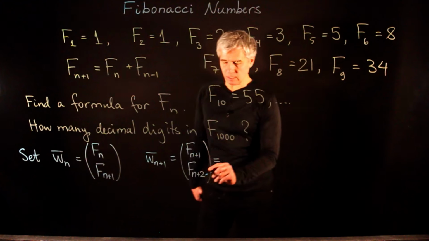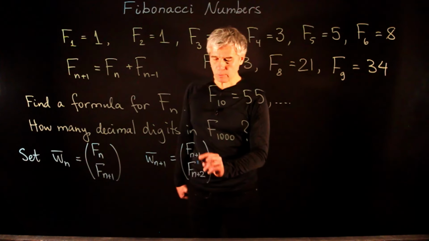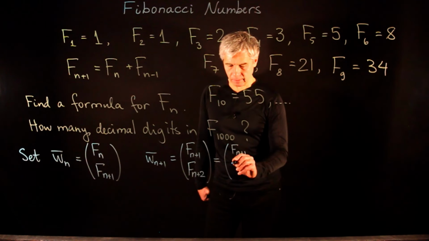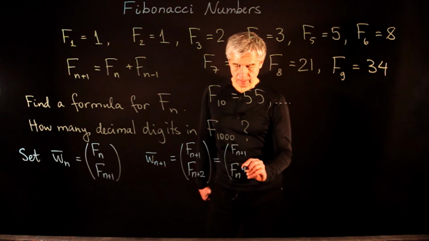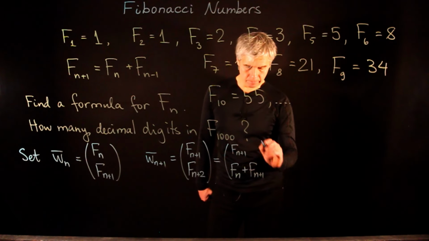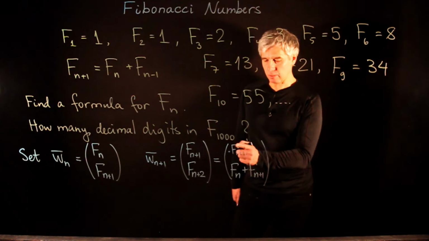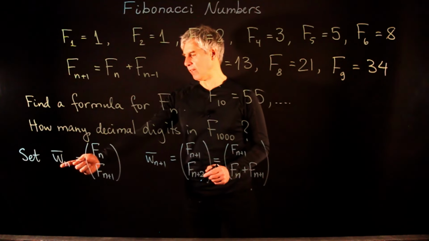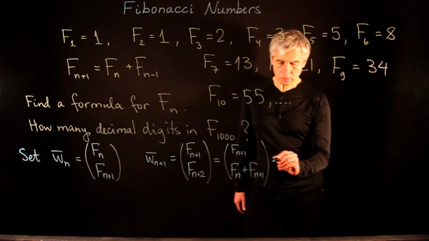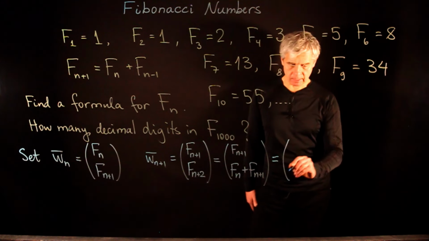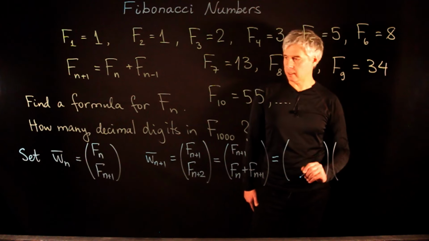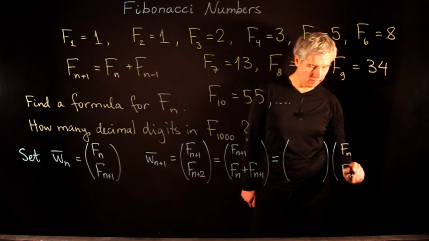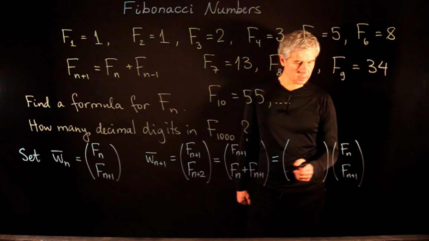But we know that each next Fibonacci number is a sum of two previous ones. So this can be written as fn plus 1 and the sum of fn and fn plus 1. And now we see that the expressions that appear here are the components of the previous vector Wn. So we can write this expression as some matrix multiplied by the vector Wn, whose components are fn and fn plus 1. Now let us determine this matrix.